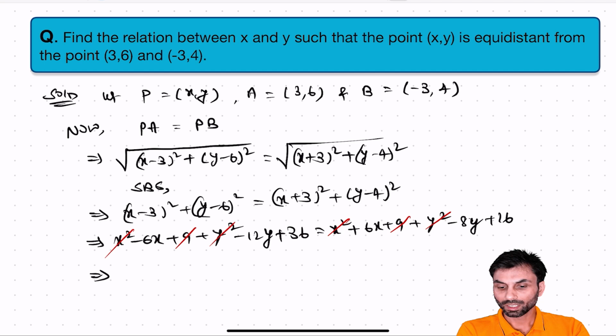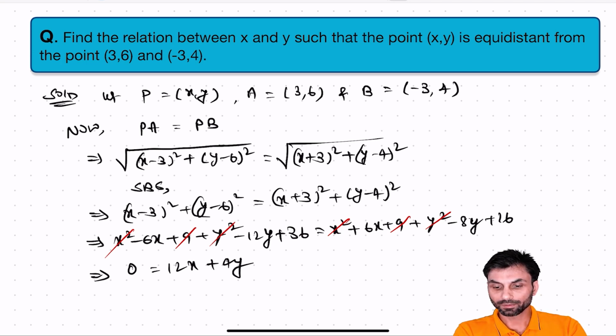if you transpose all the terms towards the right, we'll get 0 equals 6x plus 6x, that will become 12x. Then 12y, when it goes to the right-hand side, becomes plus 12y. And so 12y minus 8y will become 4y. And then we have 36 and 16. If you transpose 16 to the left, we'll get 36 minus 16, which will be 20. So this can be written as 20.